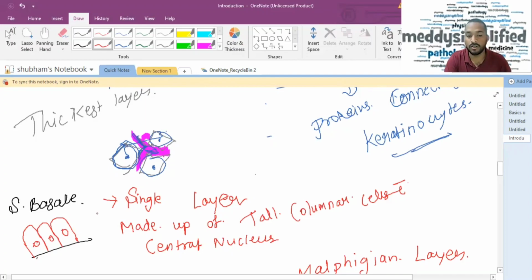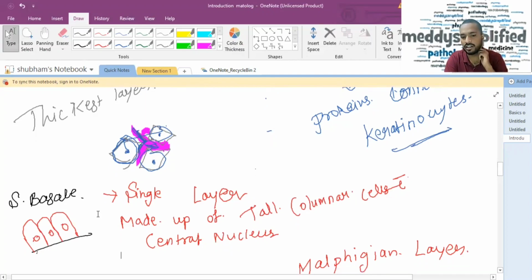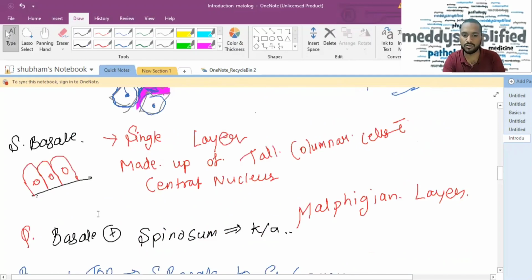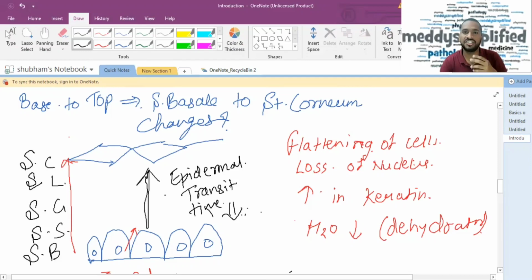Going further, one more thing which I've already told you, that the stratum basale and stratum spinosum are together known as Malpighian layer. So now we will talk about what are the changes taking place when we go from the base of epidermis to the top of the epidermis, that is from the stratum basale to the stratum corneum. So this is how we go. This is the base, that is stratum basale, and this is the top, that is the stratum corneum.